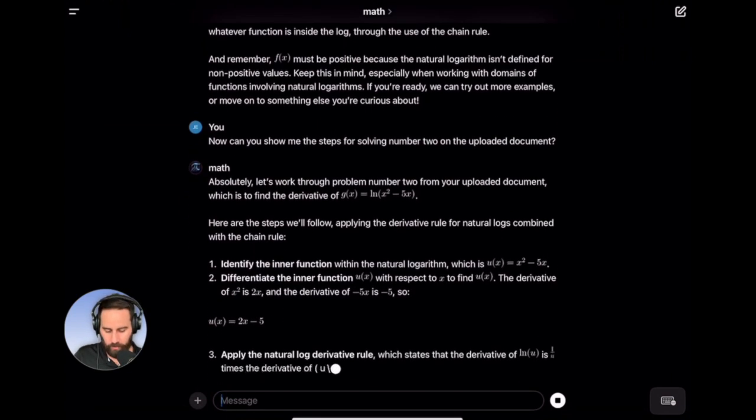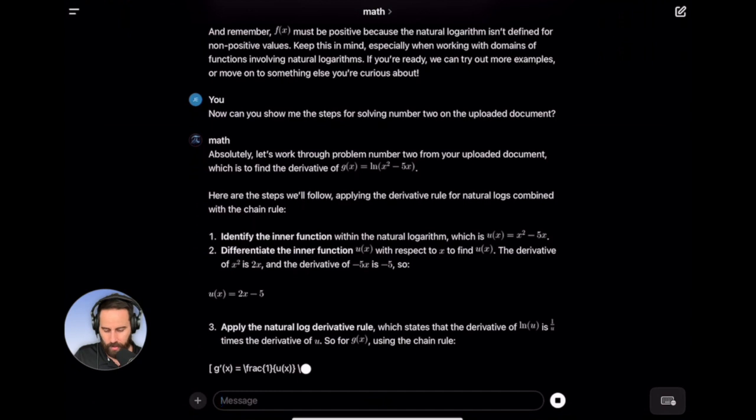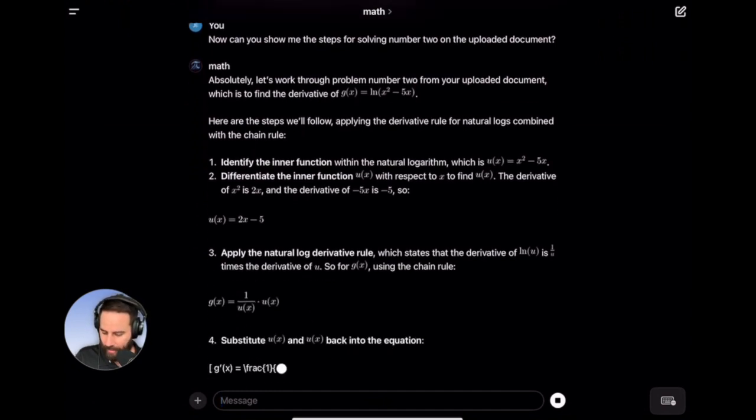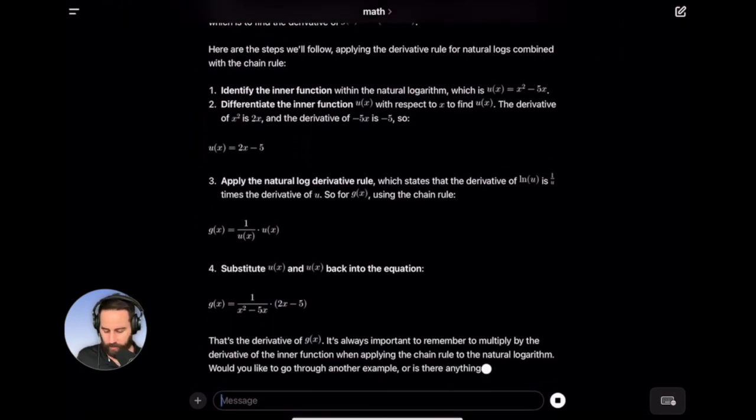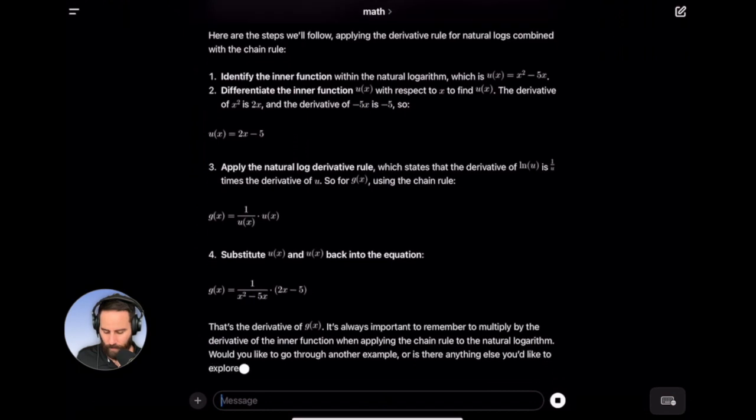Differentiate the inner function with respect to x. So that's 2x minus 5. Cool. Apply the natural log derivative, which is 1 over that, times the derivative. Cool. Substitute u of x back into the equation. Excellent. The inner function when applying the chain rule to the natural logarithm.